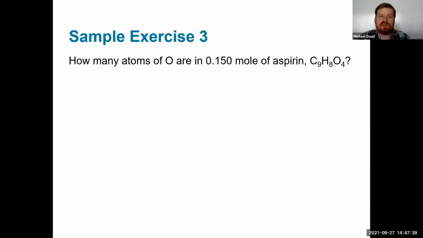Okay, so why don't you go ahead and give it a shot and answer the question, how many atoms of oxygen are in, notice this, it says how many atoms of oxygen are in 0.150 mole of aspirin, C9H8O4. So go ahead, pause the video, try to think it out. This is a 2-step problem, but once you get there, we'll unpause the video and we'll look through the answers.